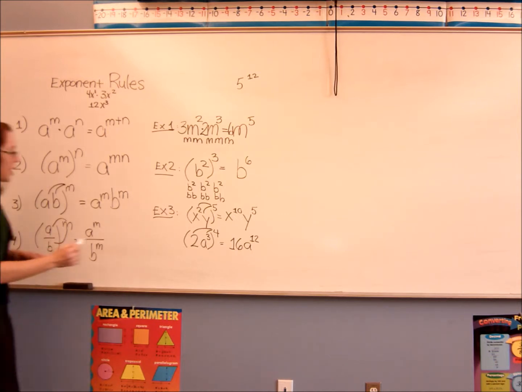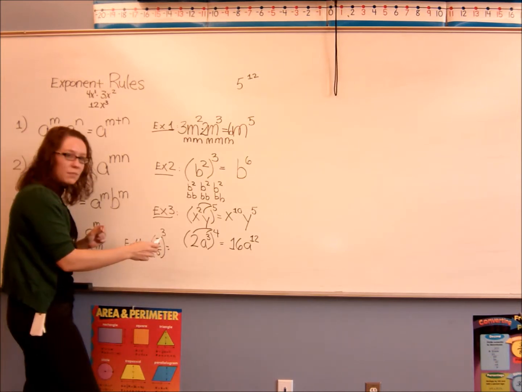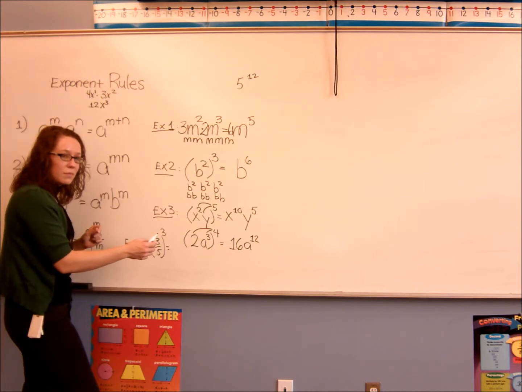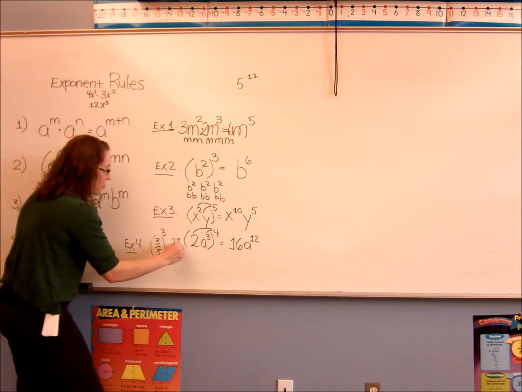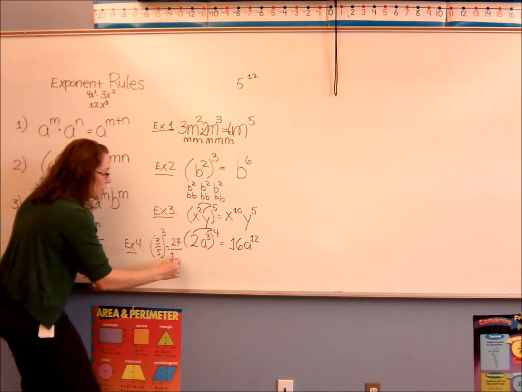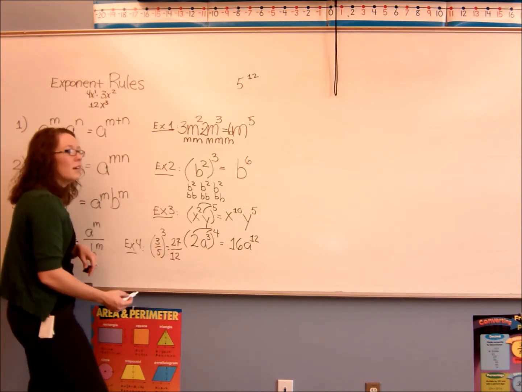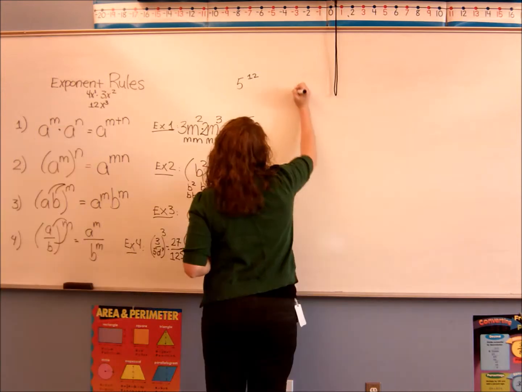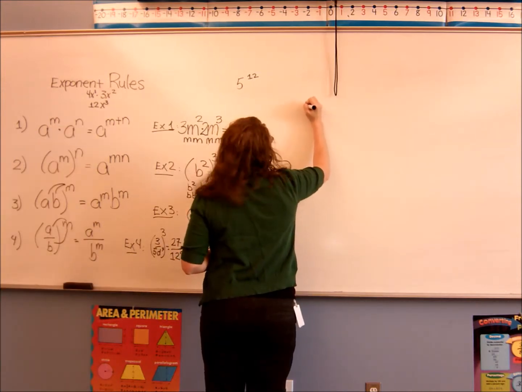Let's go ahead and show an example. 27. Good. And Mr. Black, what is 5 cubed? 120. 120. What? 125. Good attitude. Nice.